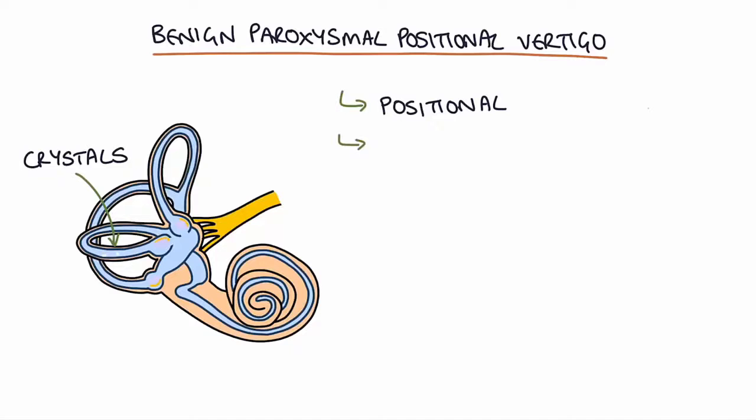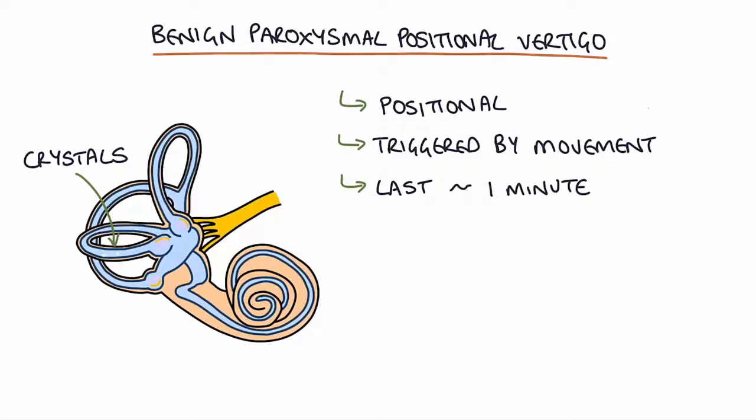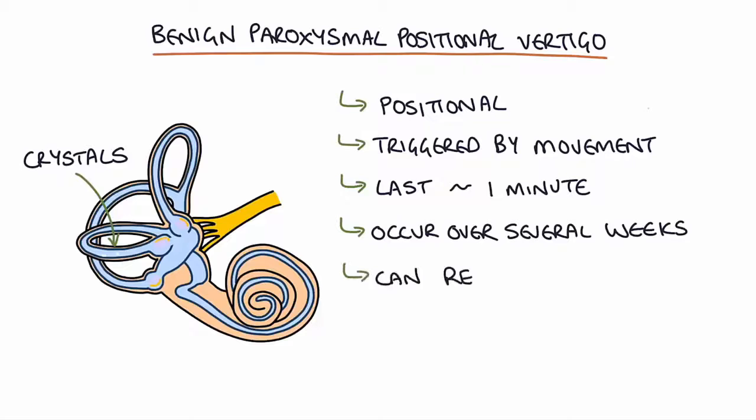Therefore, the attacks of vertigo are triggered by movement, and they can last around a minute before the symptoms settle. Often symptoms occur over several weeks and then resolve, but they can reoccur weeks or months later. A special test called the Hallpike maneuver can be used to diagnose BPPV.